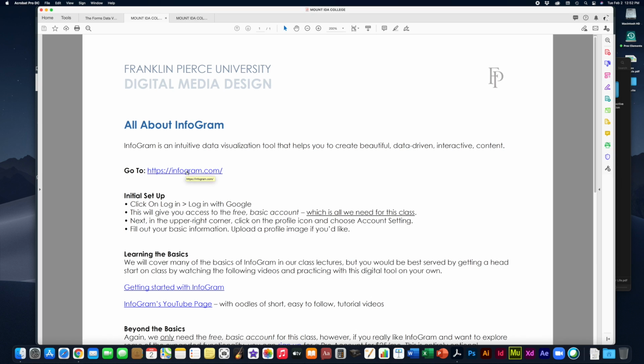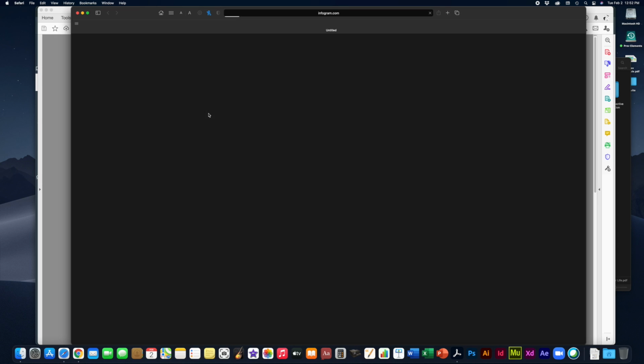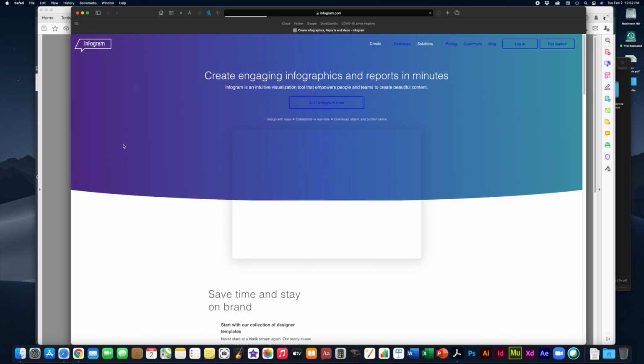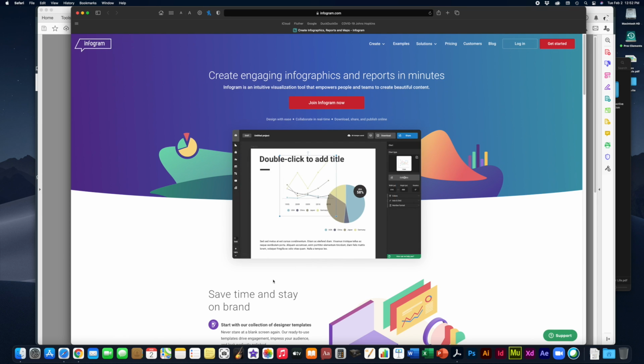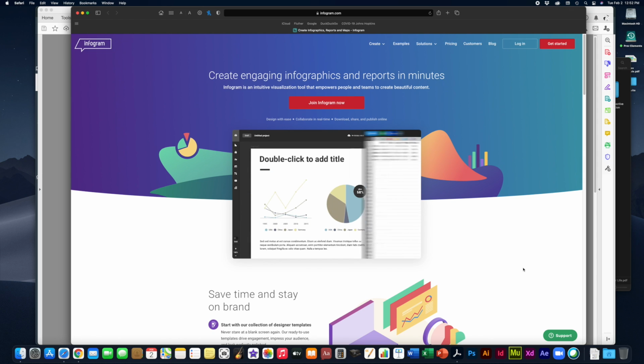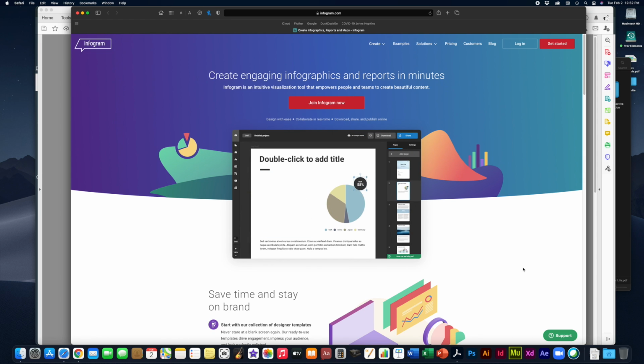So there's the link to Infogram, and let's just hop out there and take a quick look at it. And then we'll go over what you're going to do this week. Just set aside a little bit of time to get yourself set up on Infogram, because we are going to be using it for all of our data visualization projects starting immediately. So you want to get set up and become familiar with it. Okay, so let's take a look as it loads here. Okay, so this is their main website, and you can see a little animation that's happening. It gives you an idea of how Infogram works.